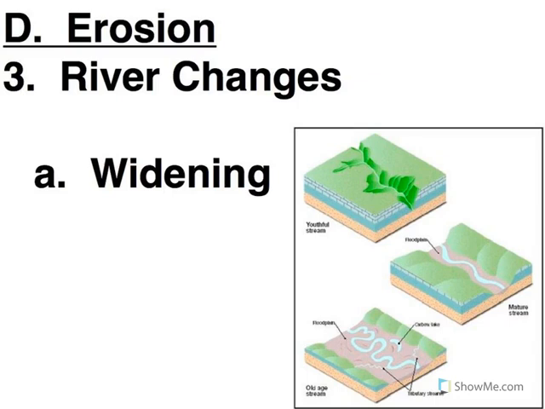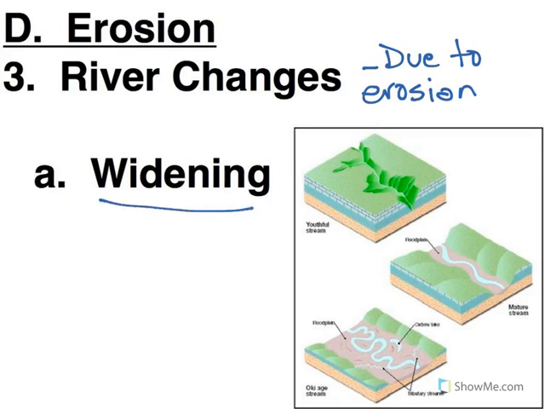River changes. Since water can cause erosion, clearly a river is going to experience changes due to erosion. So one of the things that the erosion is going to do is cause the river to get wider. That's clearly because the sides are eroded away.